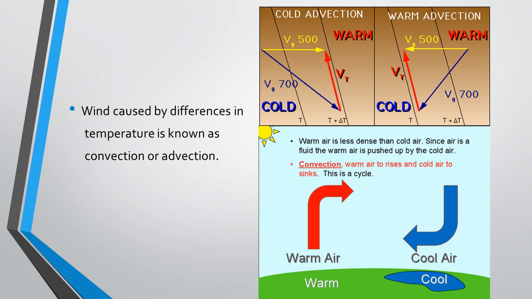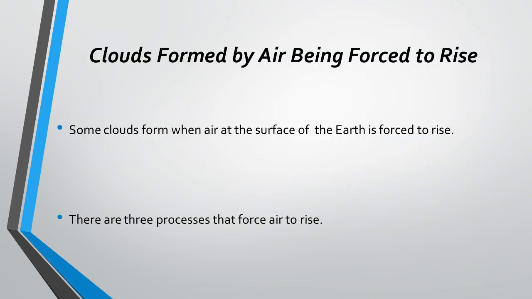Sometimes air from warmer regions of the cloud collides with air from the colder regions. This air mass convergence occurs in the mid-latitudes, where the warm air is forced to rise above the colder air, generating fronts and depressions. Clouds are formed by air being forced to rise.